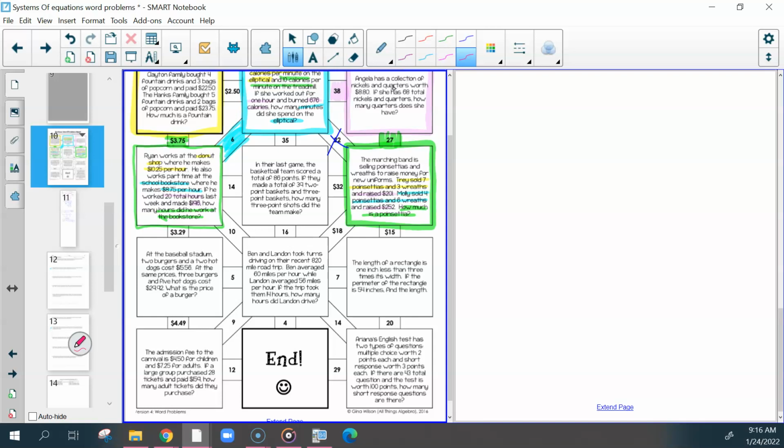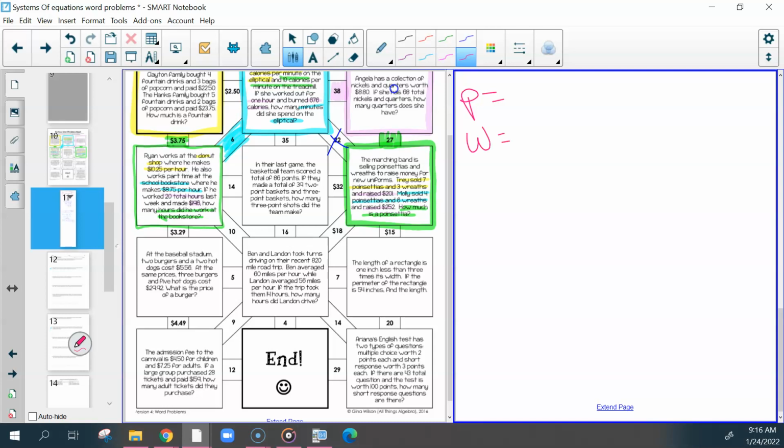We need 2 variables. We call them P and W, X and Y, does not matter. What would P and W represent? Amount of poinsettias. Yeah, amount. And cost of. I've never spelled this word. P-O-I-N-S-E-T-T-I-A. Okay.